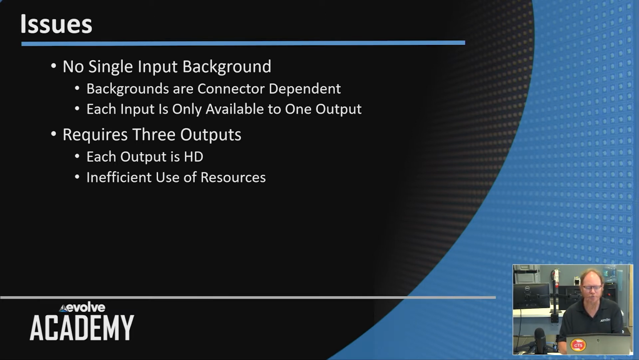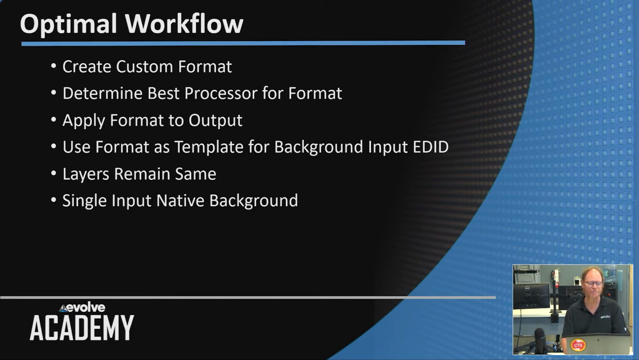Let's talk about an optimal workflow for this same example. First step, create a custom format. Your original format, 2560 by 1600, let's see how much space that really needs to work. Determine the best processor for the format, apply that format to an output connector, and then your layering stays the same, but you now can do, if it fits on one connector, a single input native background and a single image native background. So let's look at how that goes.